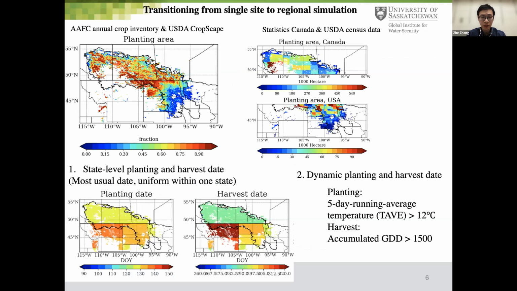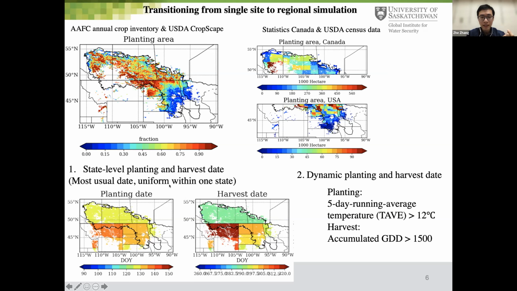And the next step is we want to understand how to transition from the single point simulation to a larger scale, covering the Canadian prairies as well as the US Northern Great Plains. To do that, we need to know where and when these wheats are planted. So here we gather the information from the AAFC annual crop inventory and the US CropScape data, which provide growing fractions from 0 to 1 in the modeling grid cell perspective. And on the right, we have the Statistics Canada and the USDA census data, which collect the planting area for Canada as well as the US.